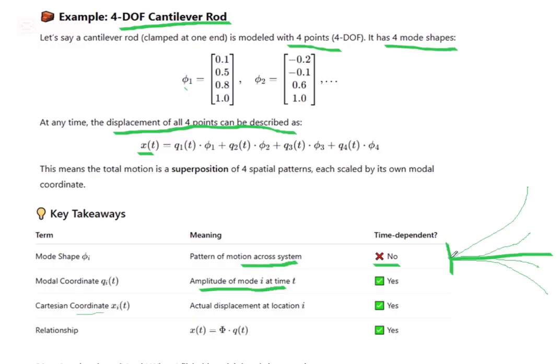For example, at x equals 0, what's the displacement in the y direction? At x equals 5, what is the displacement in the y direction? At x equals another value, what is the displacement in the up and down direction? So that's the Cartesian coordinate. The relationship between the Cartesian coordinate and the modal coordinate is that we are multiplying with mode shapes.